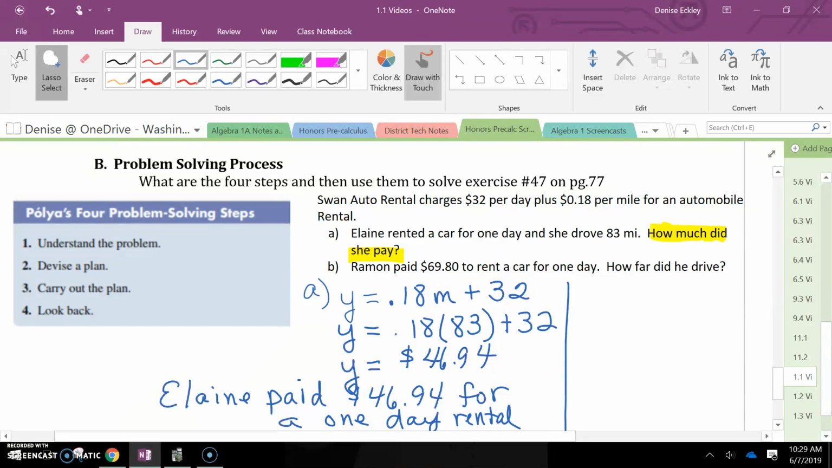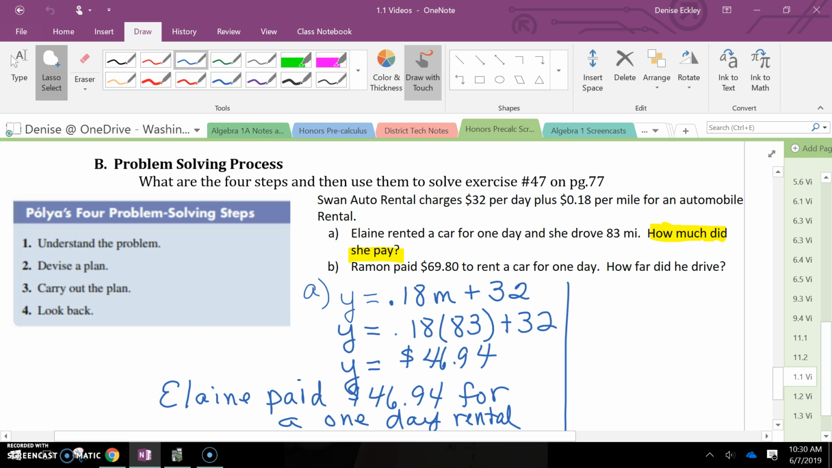Okay, now part B says, Ramon paid $69.80 to rent a car for 1 day. How far did he drive? So understanding the problem. So in Ramon's case, we know what he paid. Maybe he's at home trying to figure out his expense report for his job, and he has a space where he has to fill in how many miles he drove. So he needs to work backwards and figure that out.